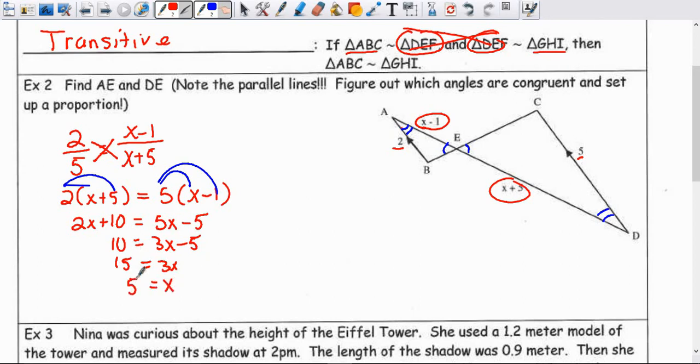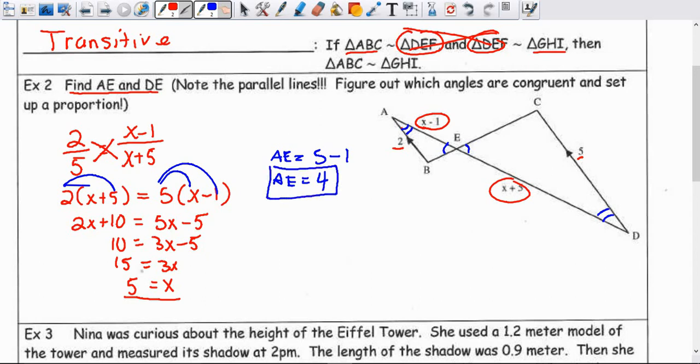Now, most people get this question wrong because they stop right here. That is not our answer because they wanted us to find AE and DE. Well, if we want to find AE, we know that AE is x minus 1, so we take the x out and put 5 in, so 5 minus 1, so AE would equal 4. All right? There's one answer.